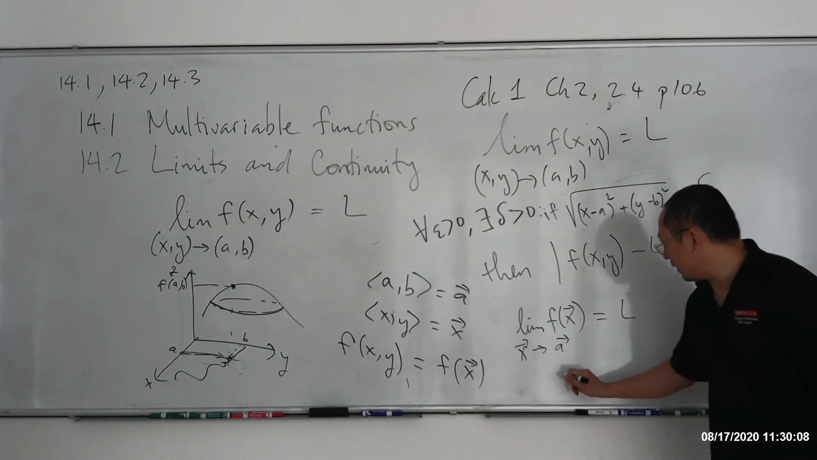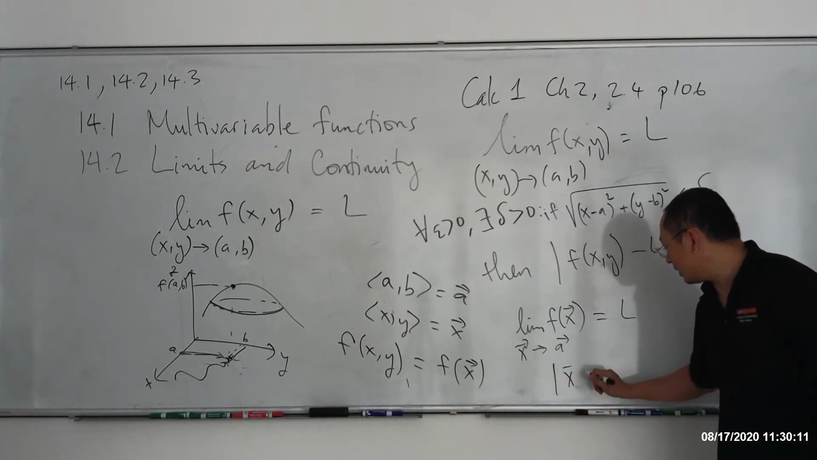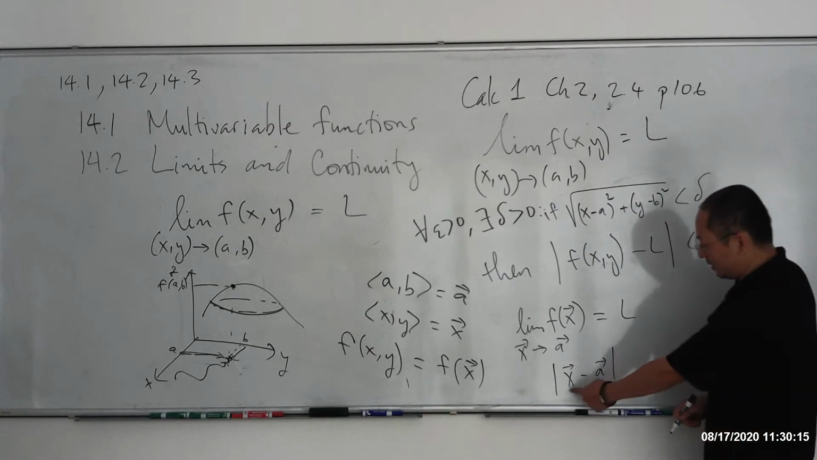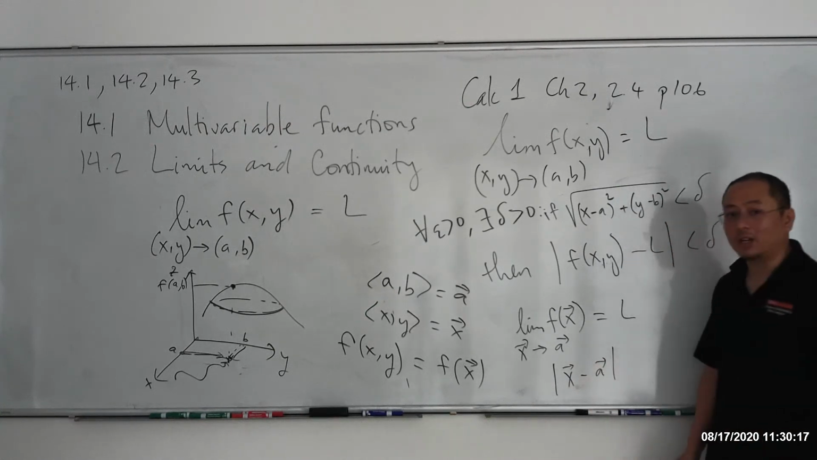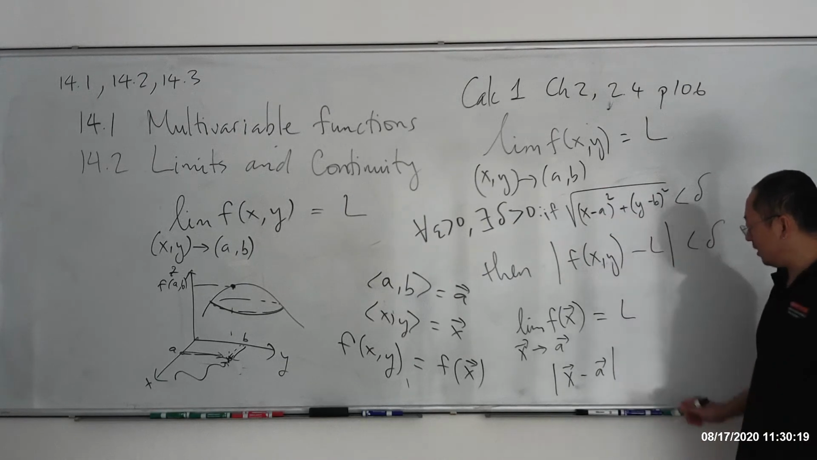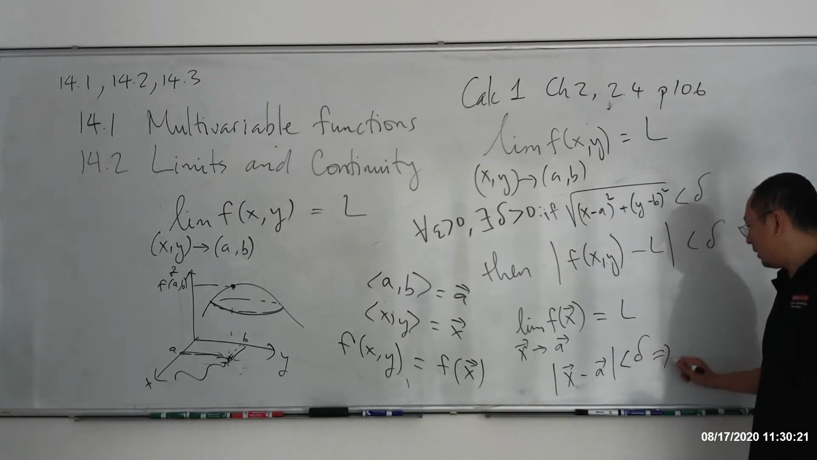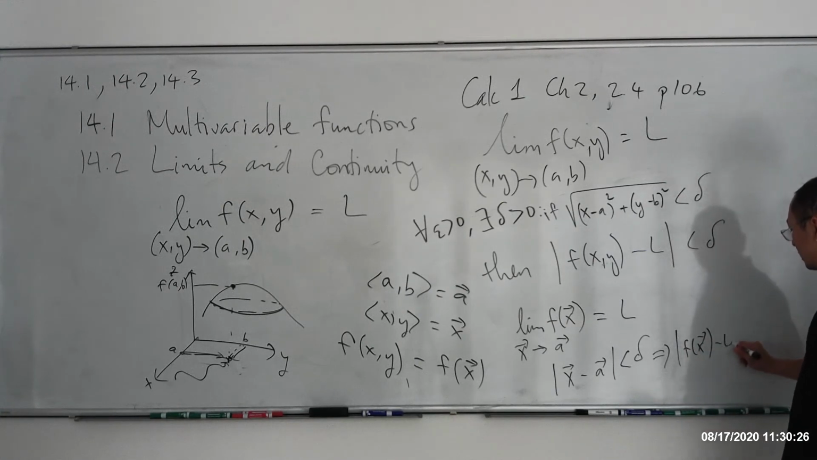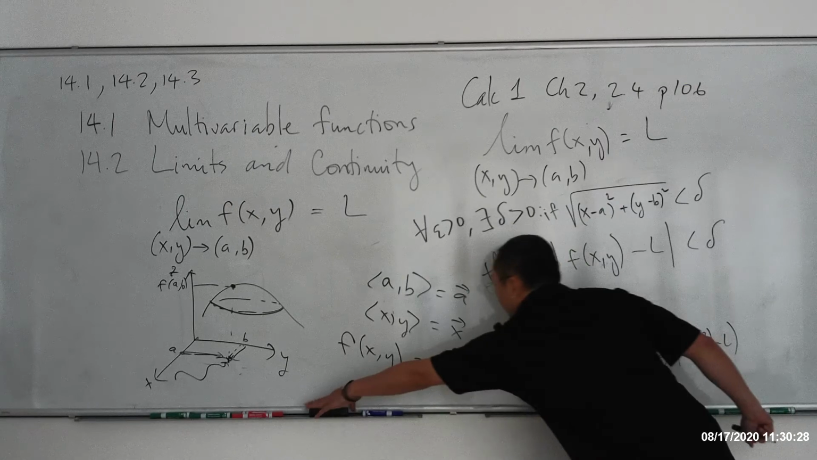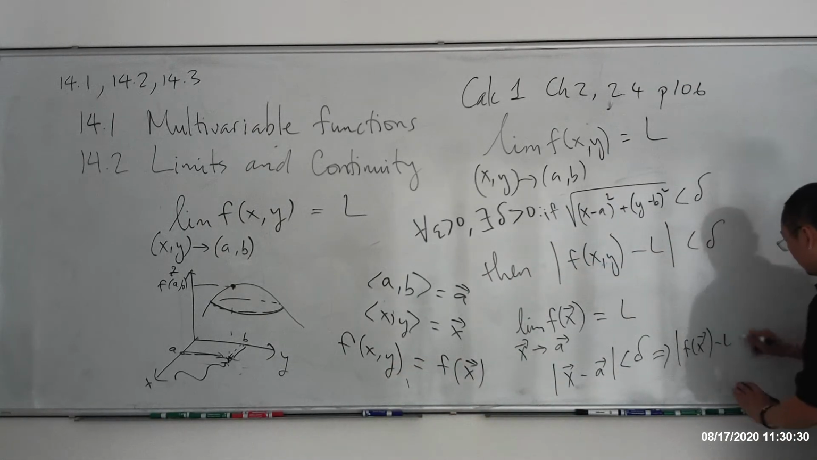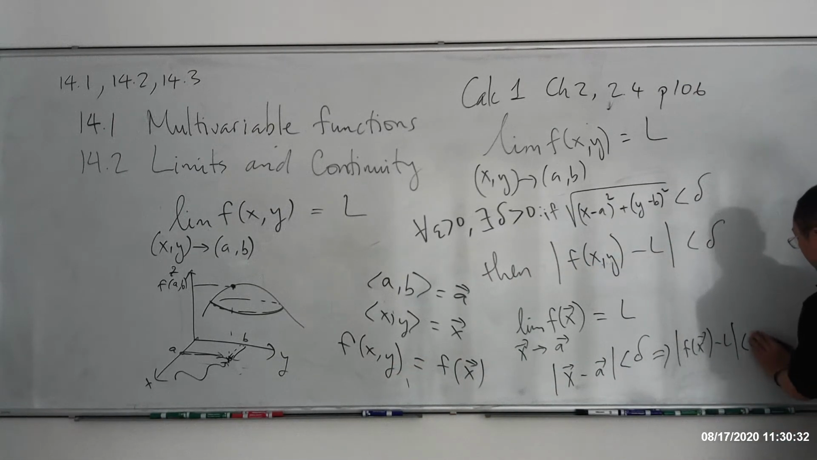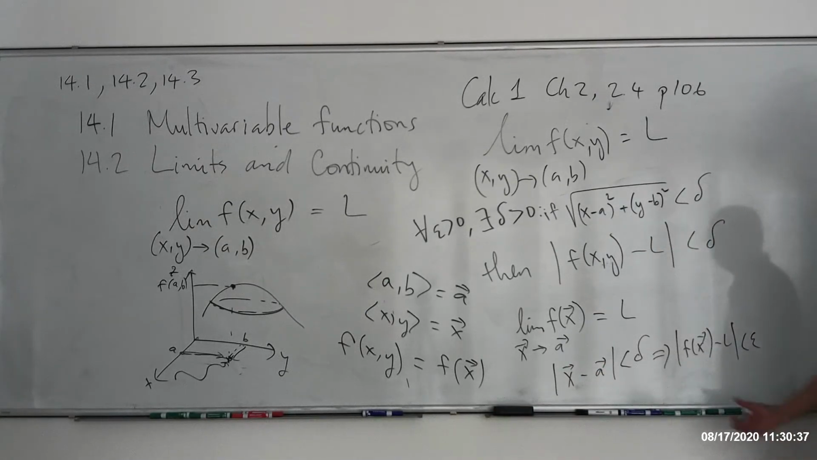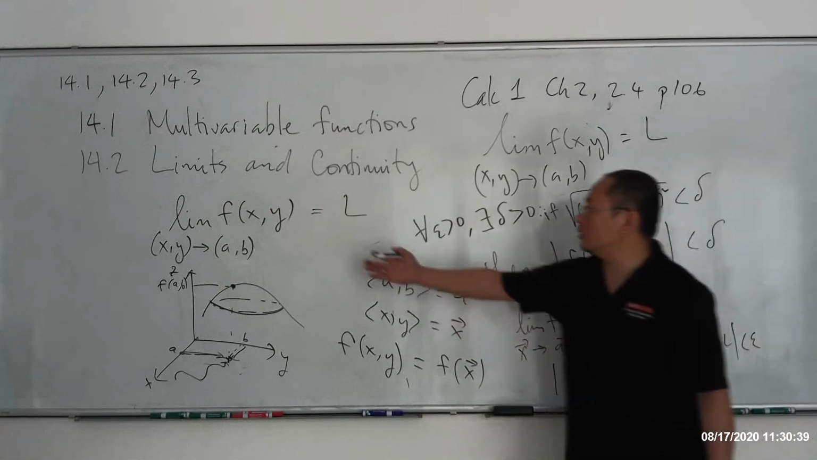Against epsilon delta, right? And you can write it this way: vector x minus vector A, and then you take the magnitude of the vector. It's exactly the same right here. If it's less than delta, then what? The absolute value of f of x minus L is less than epsilon. And this is the way that many people prefer to write because it's shorter and it implies all the cases, not just two variables.